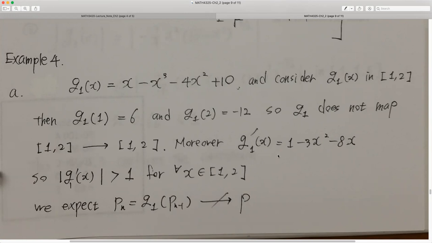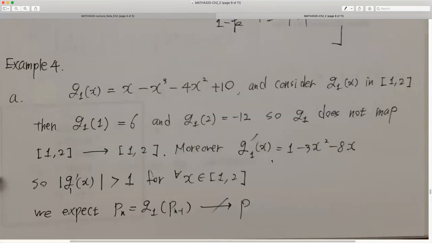You know how to find the absolute maximum and absolute minimum, right? So since this function g sub 1 doesn't satisfy the hypothesis of theorem 2.2, and even doesn't satisfy the hypothesis of theorem 2.3, that's why the sequence P_n generated by g sub 1 doesn't converge to P.